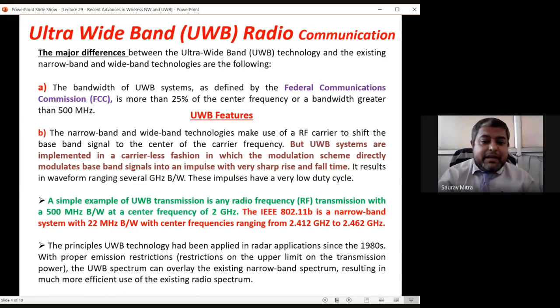This paragraph is very important because here it is giving the central frequency of narrowband. IEEE 802.11b is the narrowband, and the upper one, green, is written in ultra-wideband, which is 500 megahertz bandwidth at a carrier frequency of 2 gigahertz. Then the principle of ultra-wideband technology, where you are finding its application: ultra-wideband technology can overlay existing narrowband spectrum, resulting in much more efficient use of existing spectrum.